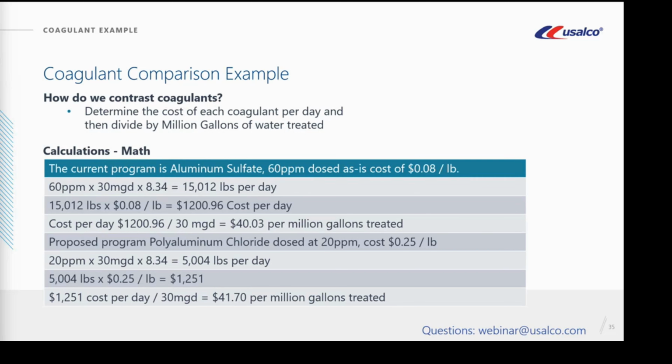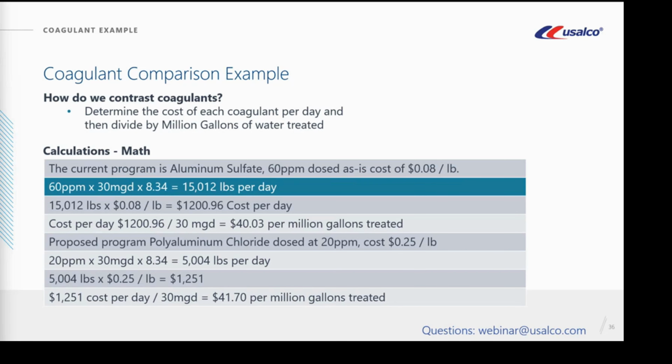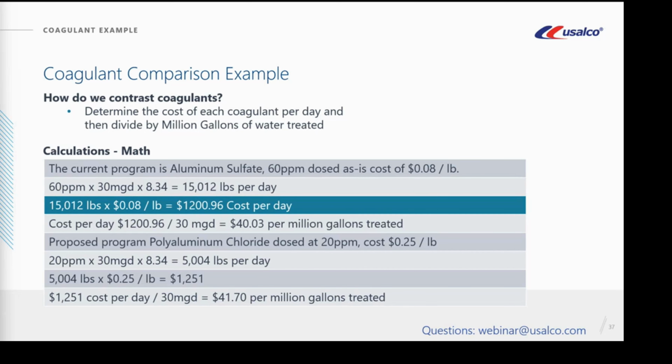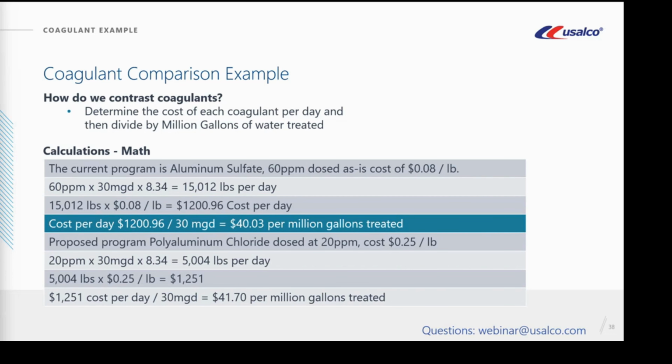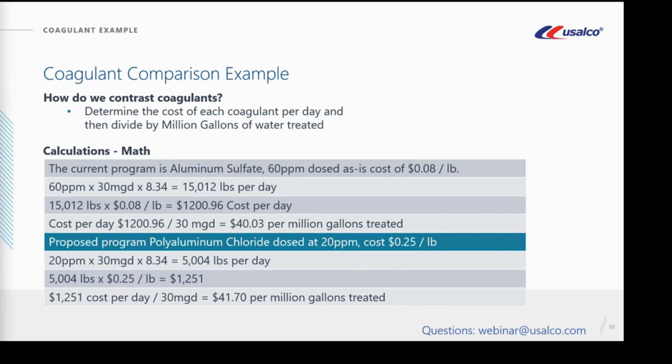If they feed 60 parts at 8 cents a pound, we calculate the pounds per day required first. We take the 60 parts multiplied by 30 million gallons a day times 8.34, which is the weight of a gallon of water, and that would equal 15,012 pounds per day. We then multiply the pounds per day by 8 cents a pound, which is the cost of alum, which would equal $1,200.96 per day. We then take the $1,200 and divide it by the plant production of 30 million gallons a day, and that would equal $40.03 per million gallons.